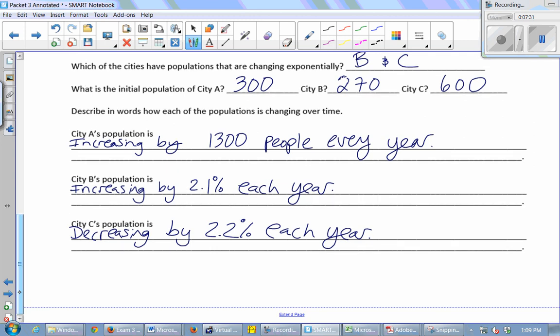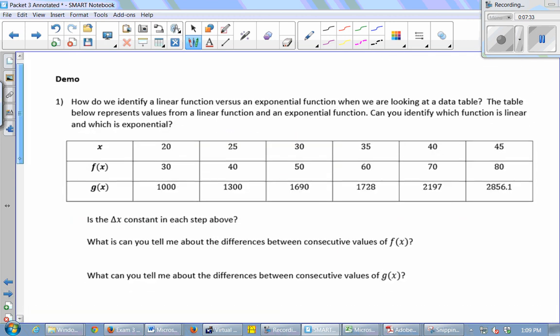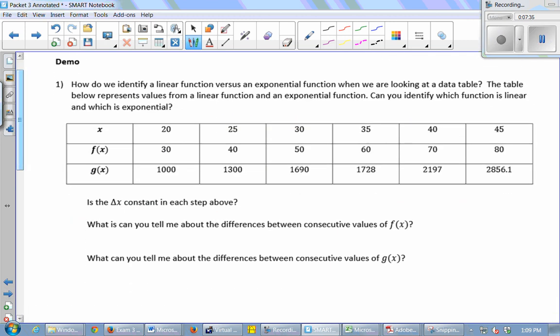All right, let's look at today's demo. So I want to figure out how to identify a linear function versus an exponential function if you're looking at a data table. So the table below represents values from one of these functions, f and g. One of them is linear, one of them is exponential. Can you identify which is which?